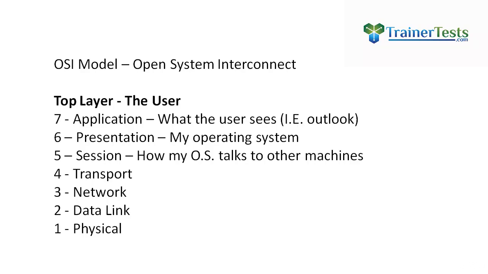And now we get into the layers that we're more concerned with when it comes to networking: the transport, network, data link, and physical layers. So the transport layer involves ports and protocols, things like FTP, SSH, HTTP. Those are all different transport layer protocols. And what they govern is how is my data actually moved from point A to point B?